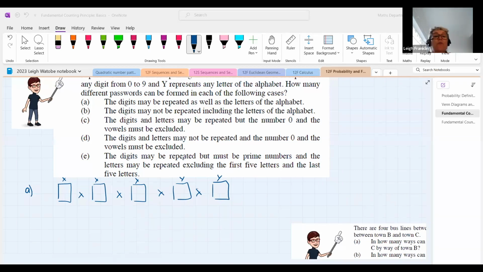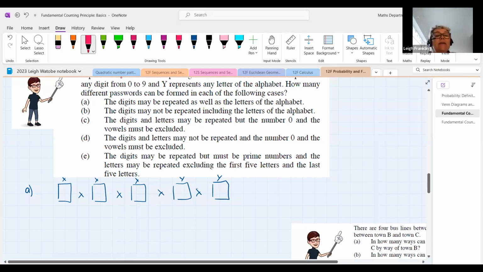Where he gets the answer from is as follows. Okay, so he is saying this. I have 10 options or 10 ways I can fill the first box with a 0, a 1, a 2, a 3, a 4, a 5, a 6, a 7, an 8, or a 9. Because these digits can be repeated, I have 10 ways I can fill the second box and 10 ways I can fill the third box. Now I'm moving on to the letters. I've got 26 letters in the alphabet. I'm using all 26 and they can be repeated in the second block containing a letter.